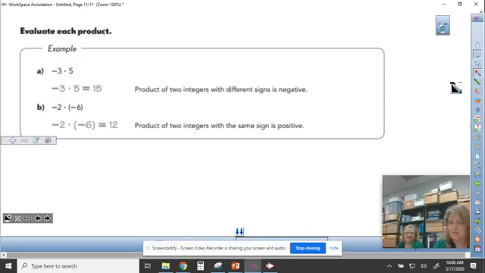And today we're working with multiplying and dividing integers. And again, you might remember this from way back at the beginning of our 7th grade school year. And so I see that an example problem is a negative 3 times 5.